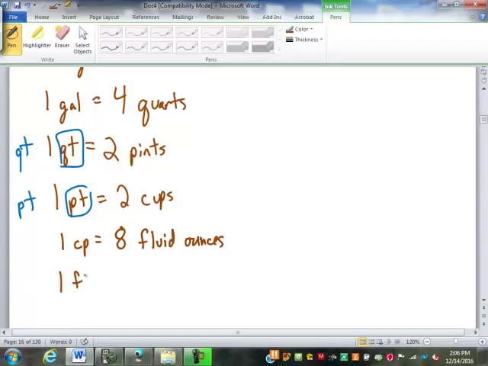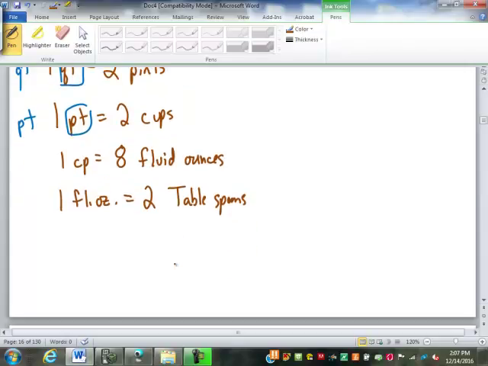Smaller than a fluid ounce, we have tablespoons. Most people have memorized it, or if you have anything memorized with tablespoons, it's that there are 16 tablespoons in a cup. Well, there's 8 fluid ounces, so 16 divided by 8, there are 2 tablespoons in a fluid ounce. Smaller than a tablespoon, I should say, is teaspoon. Good.